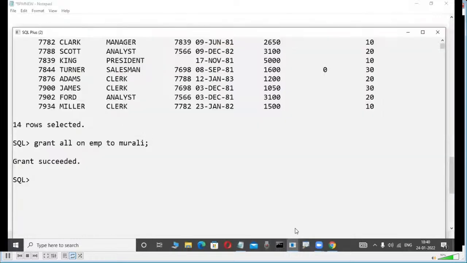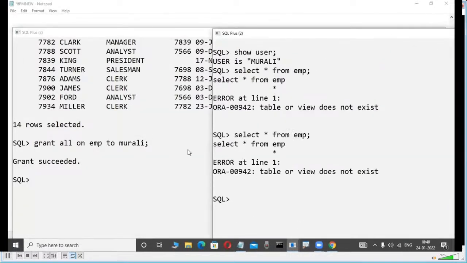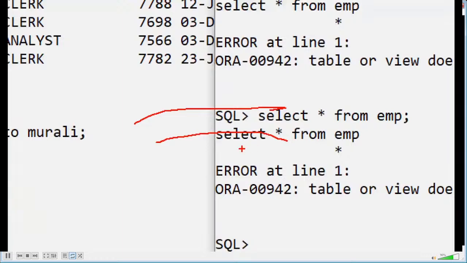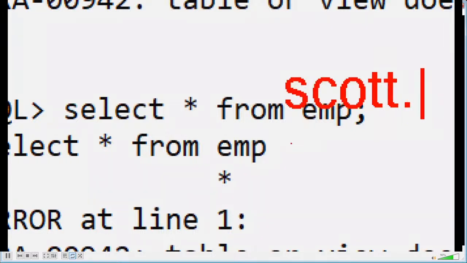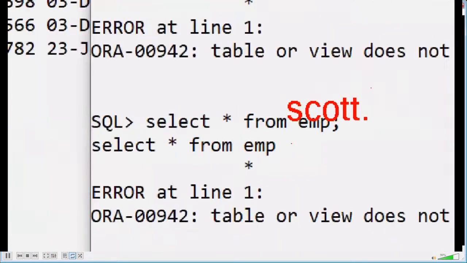Concentrate here. If any user gives permission to another user, observe here, whether it is a procedure, function, trigger, package, or any database object, the user who gave the permission, that employee name, dot, the employee name is a user here, don't worry, and then the object. So select star from Scott.emp. That is the rule, very, very important. Likewise update Scott.emp, delete from Scott.emp. Only when the Scott user gives permission like that does it work, otherwise it is impossible. That is the rule.